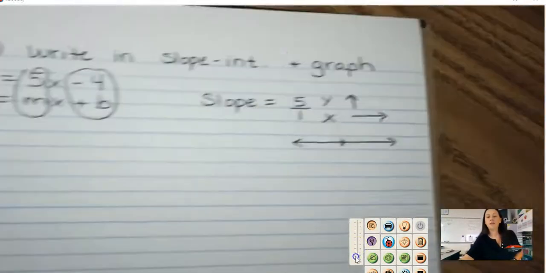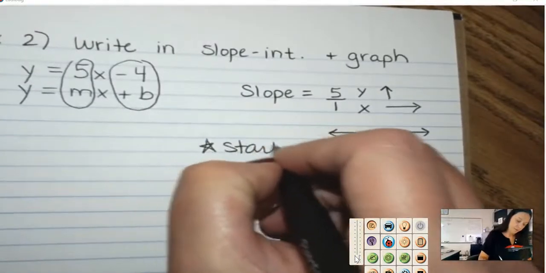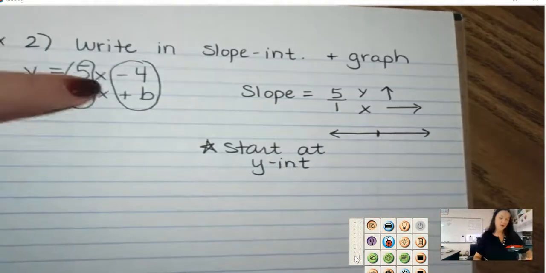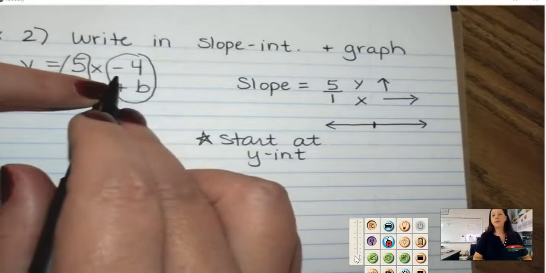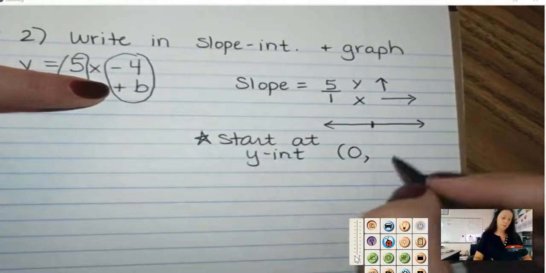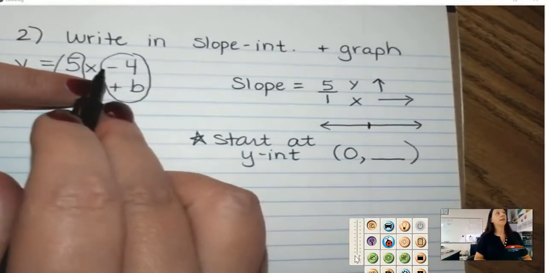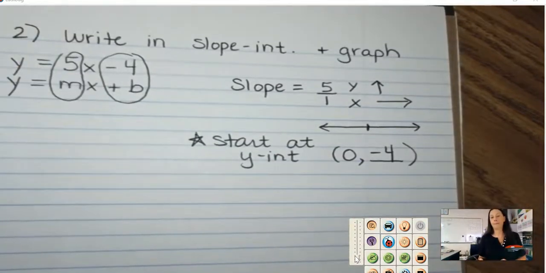Okay, the y-intercept is where we start though. The y-intercept is the b value. The symbol that's in front of it matters. So it's always going to be 0, comma, and then whatever that is. It could be a positive or it could be a minus. This says -4, so it has to be -4.